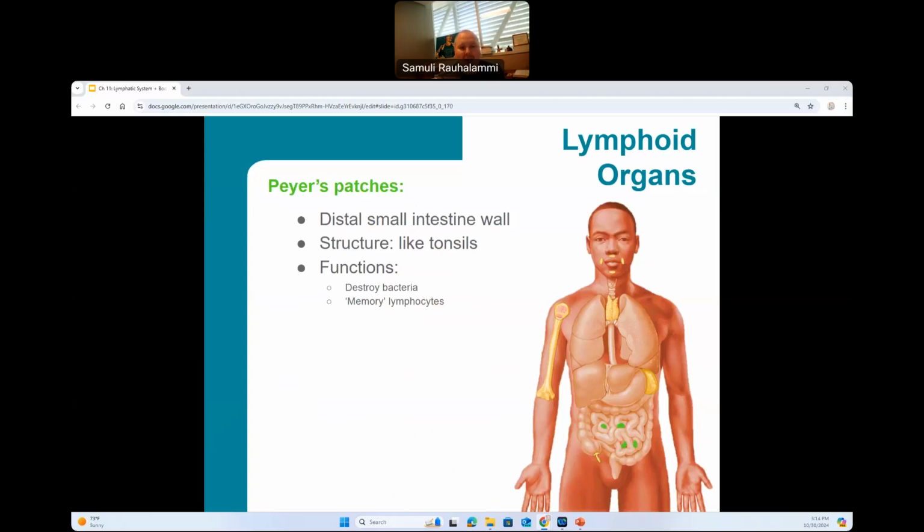I wanted to finish off by talking about Peyer's patches. These are found in the walls of the small intestines. They're similar to the lymphoid follicles that are found in the appendix. And what we see is that macrophages capture and destroy bacteria in the intestines with these Peyer's patches.